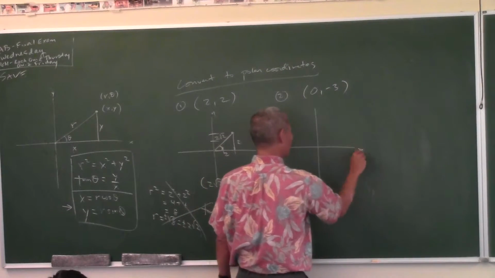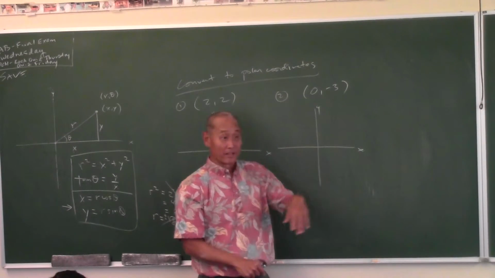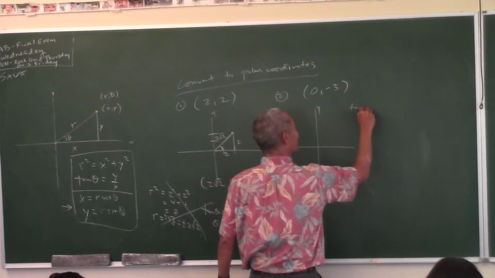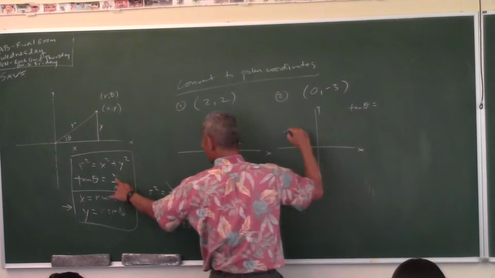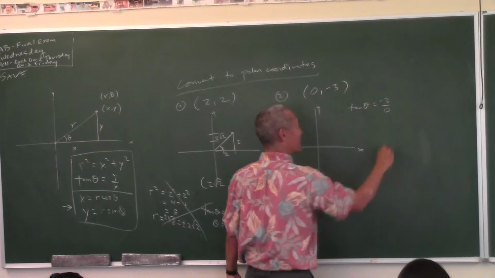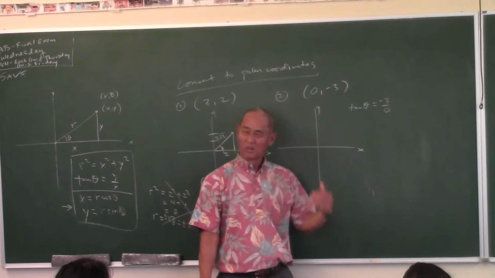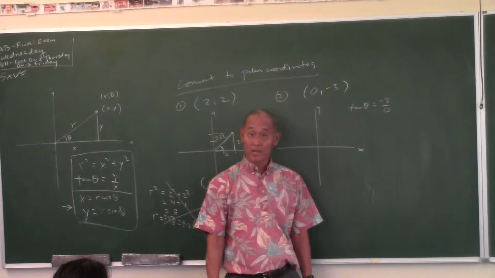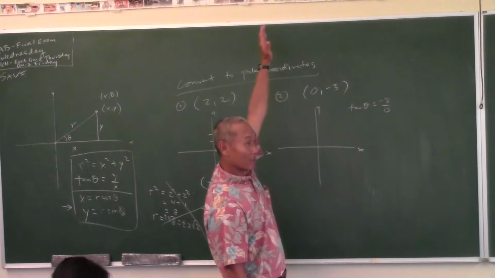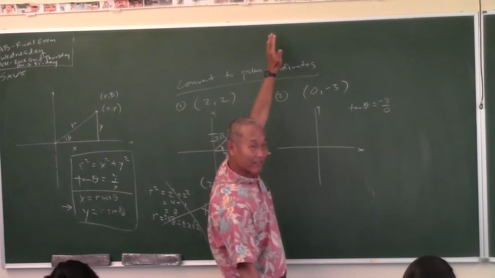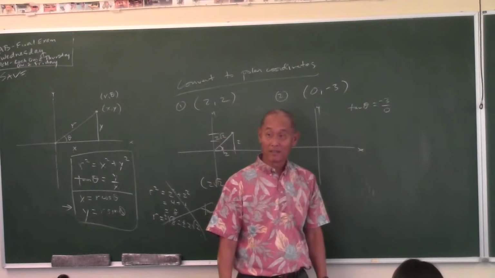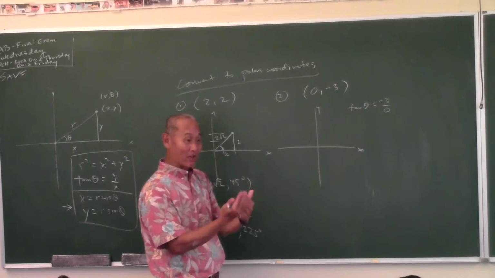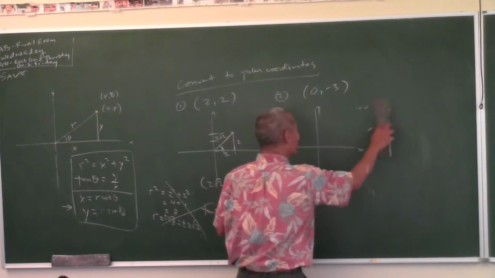If you do the book way, this would confuse you, because the book way would be tangent theta is equal to y over x, so negative 3 over 0. That's undefined. So where's tangent undefined? 90 degrees and 270, right? But then which one are you going to pick? You can use either, but then you have to pick the correct r to go with it. That's why, don't do that.